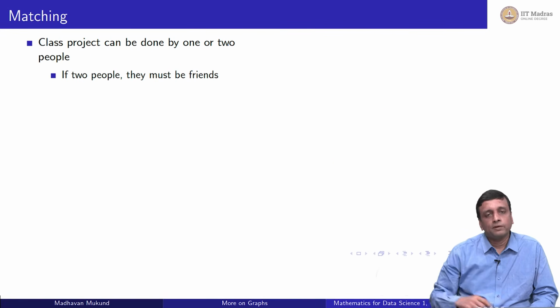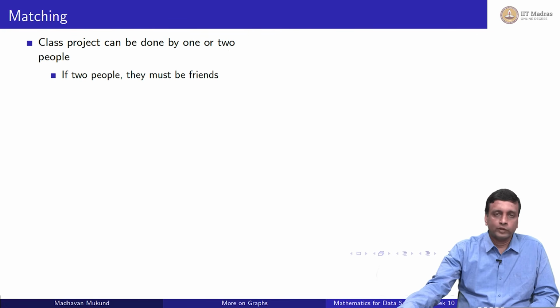So a final example of the kinds of problems that we can do with graphs, let's look at a problem which is called matching. Supposing we are assigning class projects and the teacher allows the project to be done by either one person, a student individually, or by 2 people. But there is a constraint that if 2 people participate in a project, then they must be friends, because if they don't get along with each other, then the project won't get done.